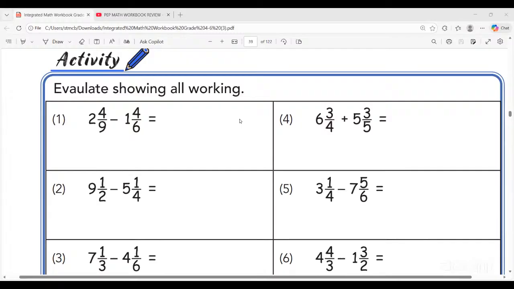A serious business this. All right, so it says evaluate, showing all working. So we are going to review it.